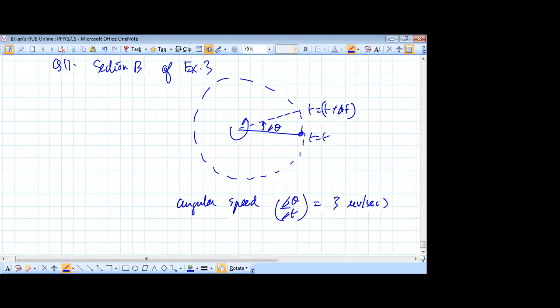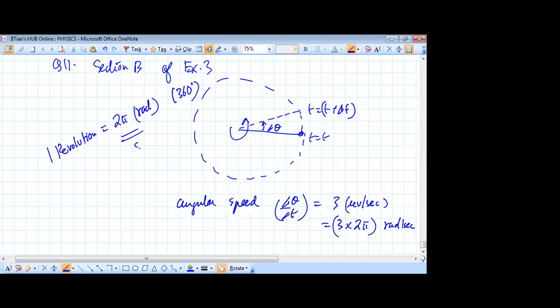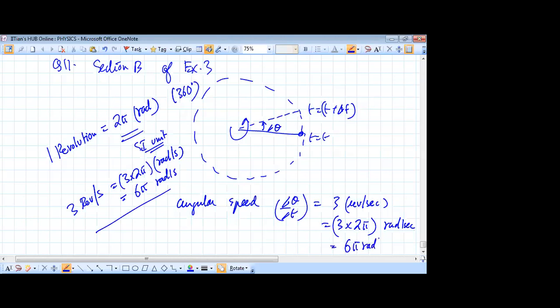3 revolutions per second will become 3 into 2 pi in radians per second, because one revolution is equal to 2 pi radians, which is the same thing as 360 degrees. So this is the SI unit that we use. Therefore 3 revolutions per second will be the same thing as 3 into 2 pi or 6 pi radians per second. So this is our angular speed, 6 pi radians per second.